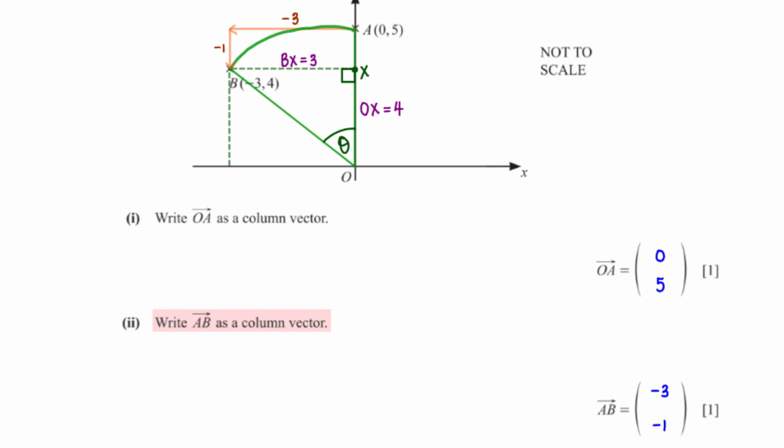Write AB as a column vector. To get to B from A, we move negative 3 units in the x direction and we move negative 1 unit in the y direction. And so AB is (-3, -1).